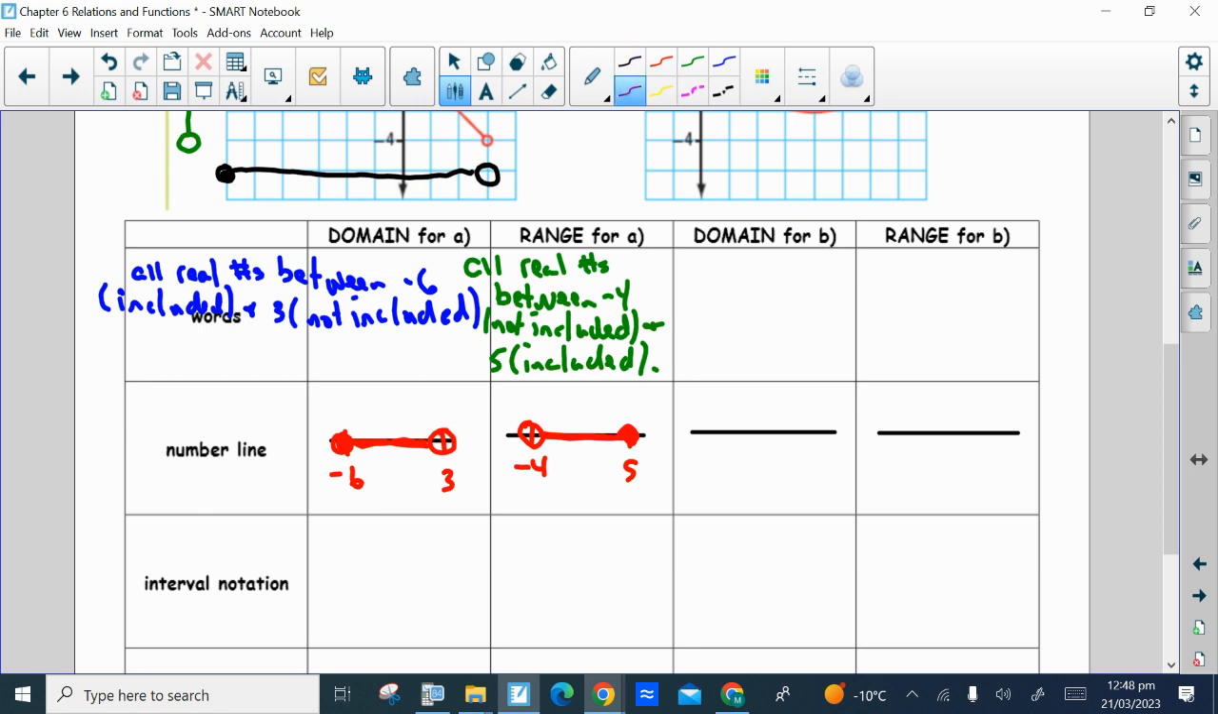Using interval notation, remember you always go from smallest to greatest. So -6 on the left to 3 on the right. The -6 is included, that's a square bracket. The 3 is not, so that's a rounded bracket. For the range in interval notation, you're going from -4 up to 5, always smallest to greatest. The -4 is not included, that's a rounded bracket. The 5 is, that's a square bracket.